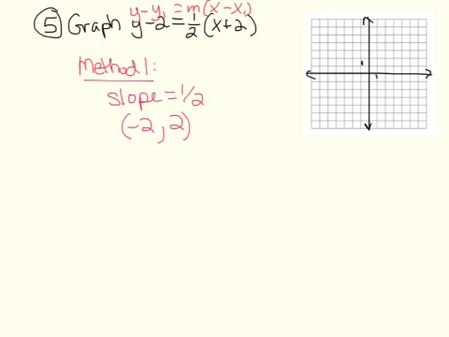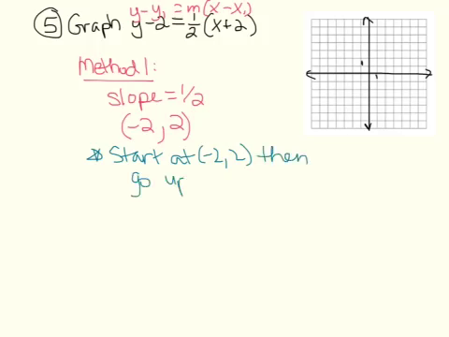What you can do after that is you can start at -2, 2, then go up 1, right 2. Because remember, with our slope, the top number, the numerator, is going to be the amount you go up or down. The denominator is the amount that you go left or right.